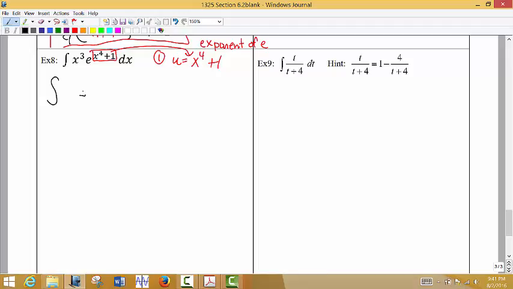Okay, so what do we have so far? Well, we have e to the u power. What's the extra stuff that we have floating around? That's x cubed dx.